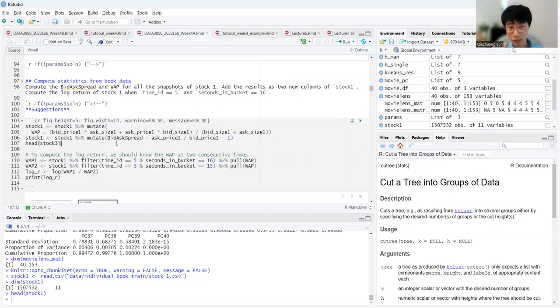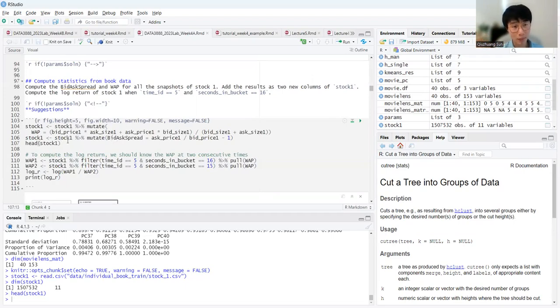Based on the weighted average price, we can compute the log returns. And based on the log returns, we can compute the realized volatility. So this is a logic chain from WAP to log return, then to the realized volatility. This is what we want to predict in this project.